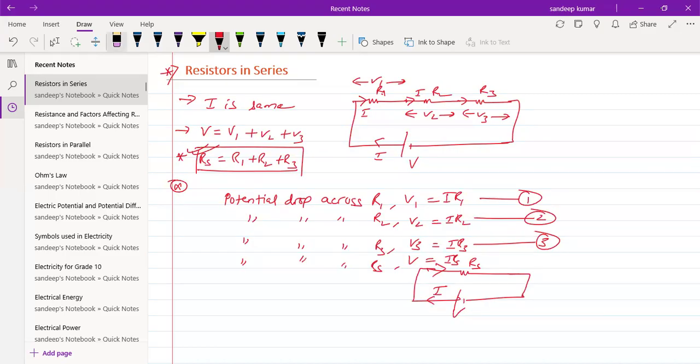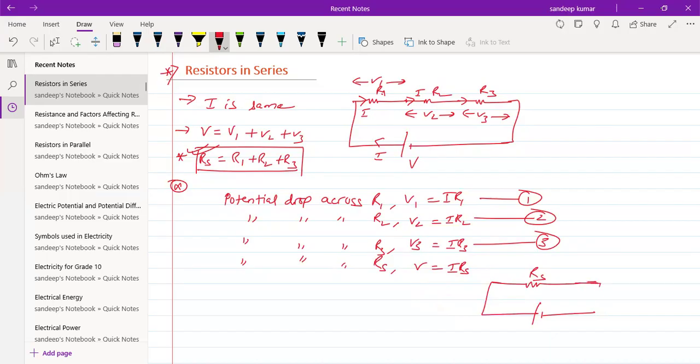This diagram I'll just draw down. Let's see once again: potential drop across Rs, that is V, is equal to I into Rs. There was a resistor of Rs value and a V voltage battery was connected, so current was I. The same I current passes through this, so I into Rs will give you the V voltage.